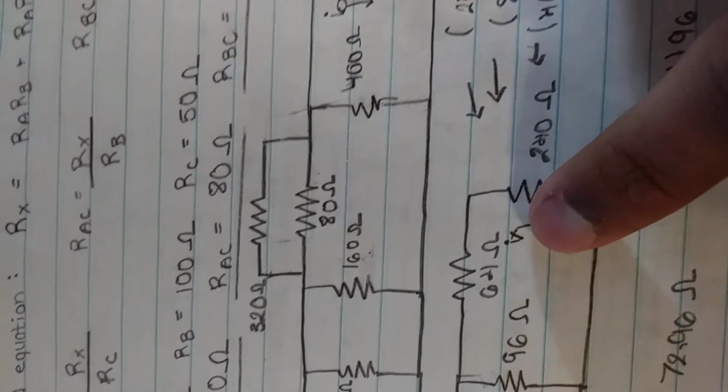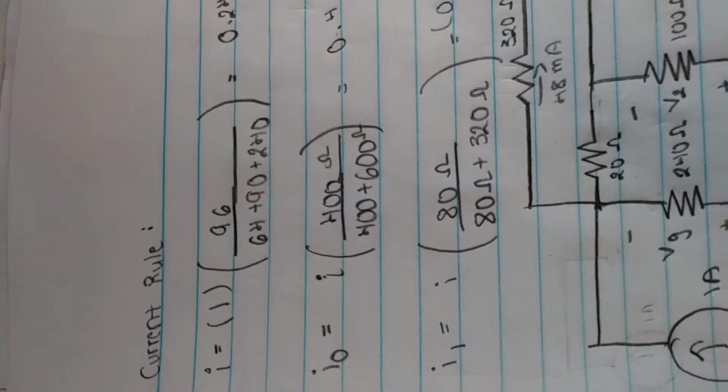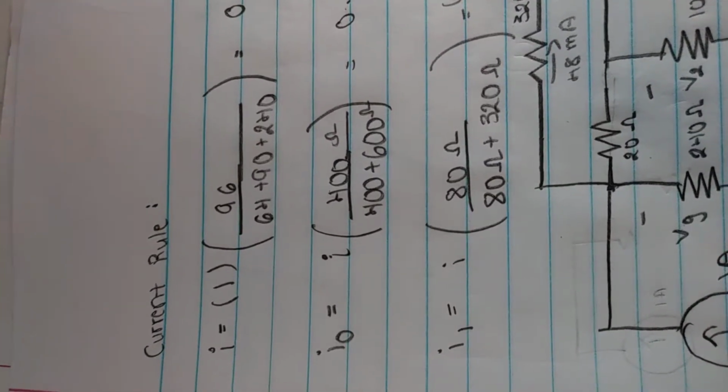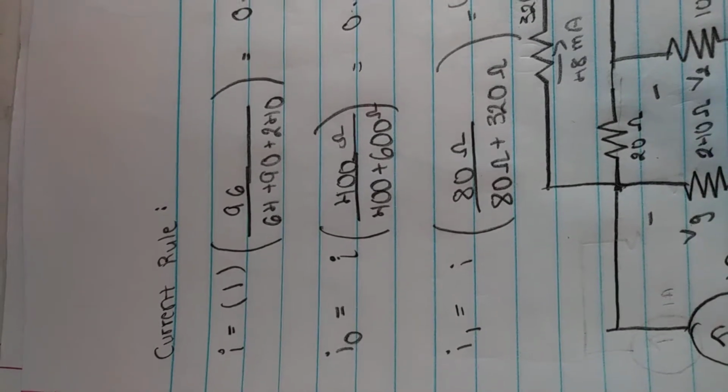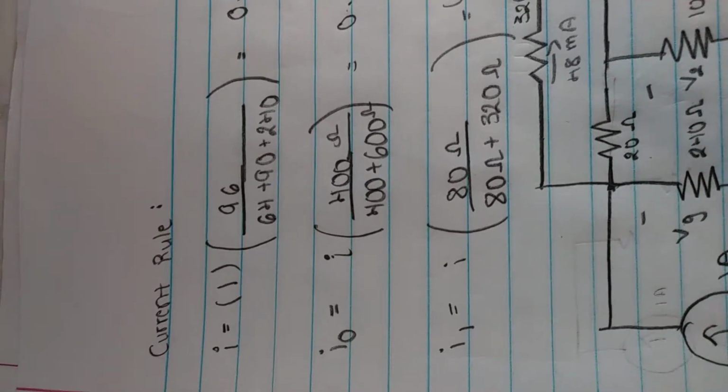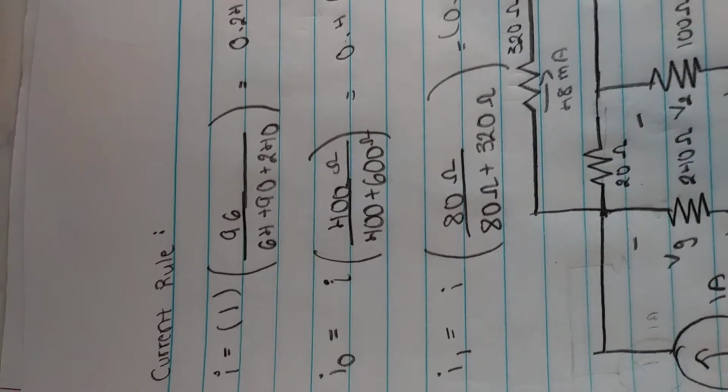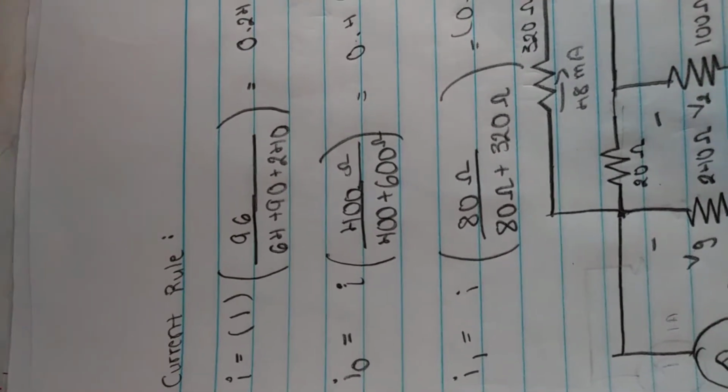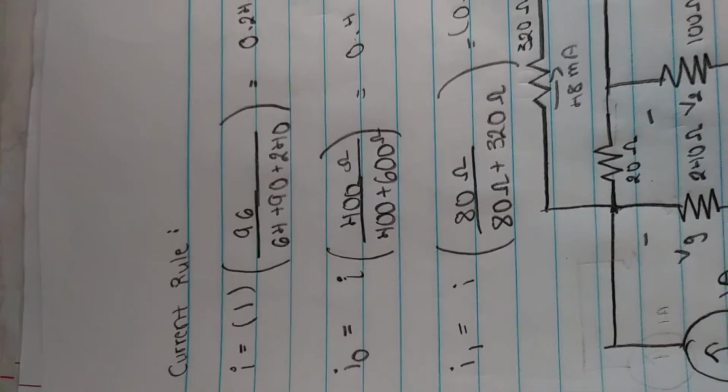I labeled it Ix. And so if you come over here, you apply the current rule, and the current as we were given was 1 amp. So it'd just be 1 times 96 divided by 240 plus 64 plus 96, which is just 304 plus 96, and you get 0.24, which is 240 milliamps.